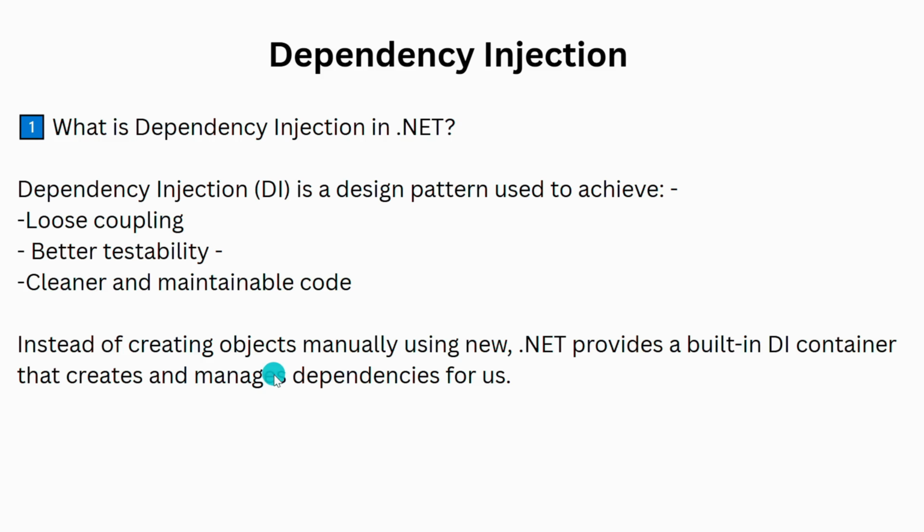So instead of creating objects manually using new, .NET provides a built-in DI container that creates and manages the dependencies. This is a basic thing: you are not creating objects using the new keyword. You are just using a DI container. With the DI container, you register particular services, and then you use that service through interfaces anywhere you want, in any classes, in any properties, and also in any particular action method. So you can use it according to your necessity.